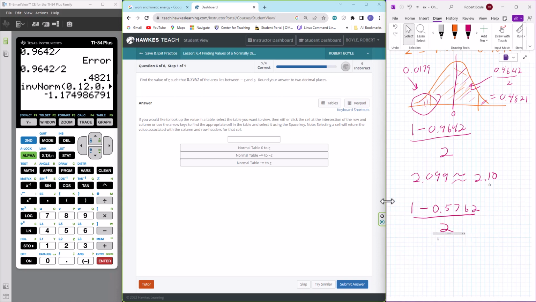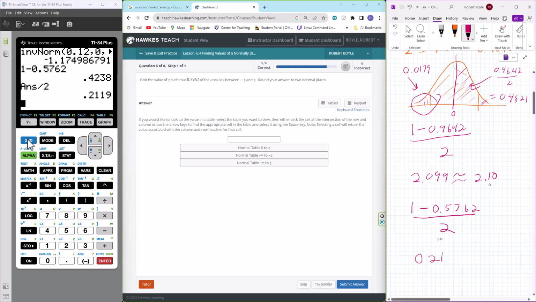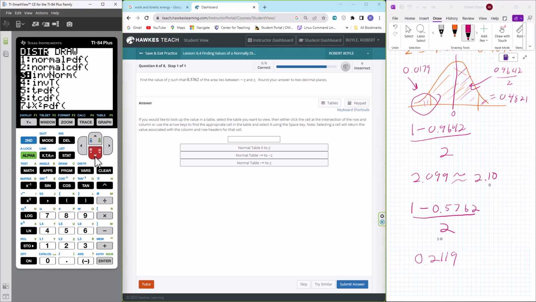So 1 minus, wait, I need to get to the right application. 1 minus 0.5762 gives you that. Divide that by 2. That's the area we're looking for, 0.2119. Let me write that down because it's going to disappear on me. 0.2119.